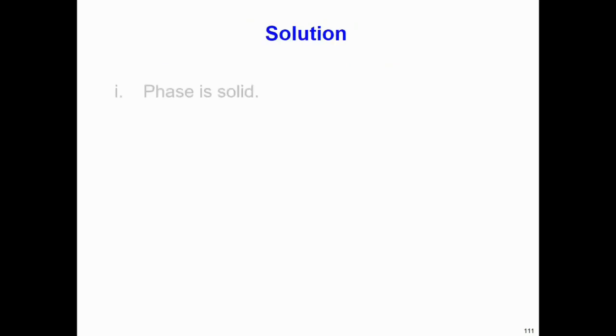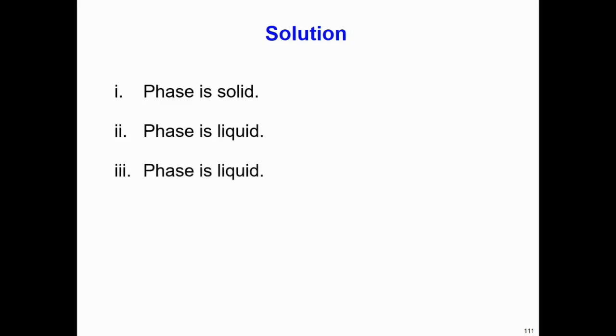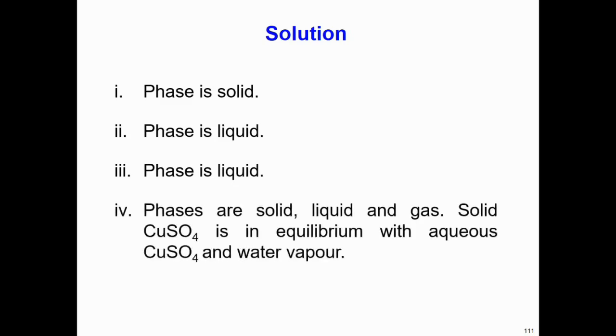For the first one, steel is metal, therefore the phase is solid. The second one, mercury. Mercury is metal but it is in the form of liquid. For aqueous ethanol, it is in the form of liquid. And the last one, the phases are solid, liquid and gas. Solid copper sulfate is in equilibrium with aqueous copper sulfate and water vapor.